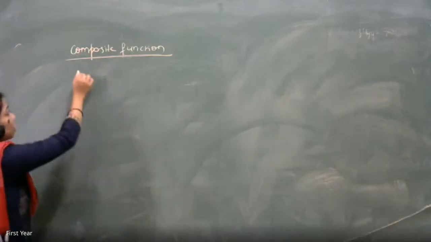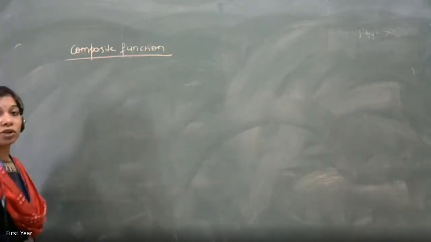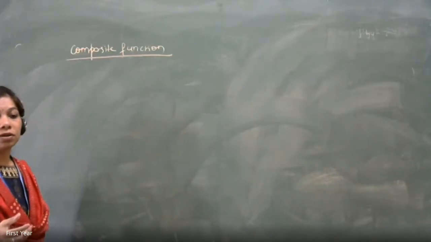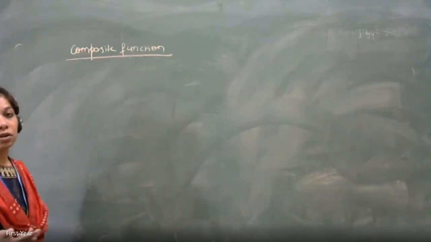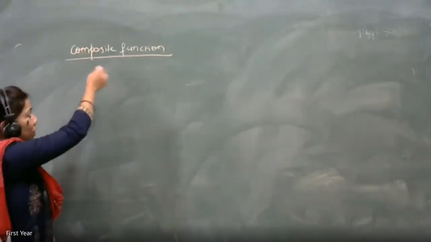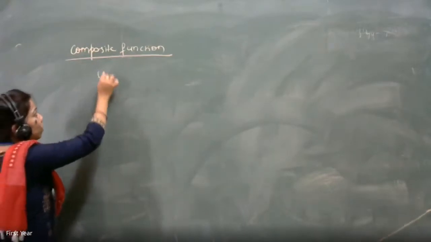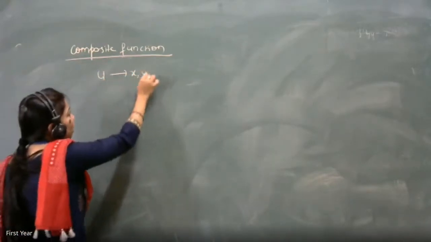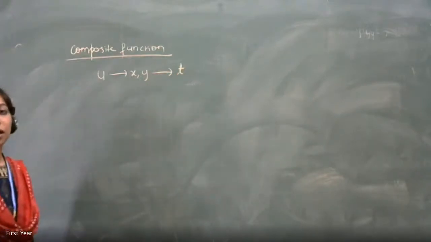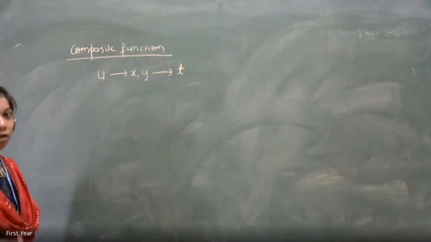Yes, composite function. What do you mean by composite function? It will be a function of a function. Composite means what's the literal meaning of composite? Composition. Addition or together function. One function inside another function. Yes, one function inside another function. So that only is the meaning of composite function in mathematics also. Suppose you have u, which is a function of x, y, and x, y is further a function of t. u is a function of x, y, and x, y is a function again depending on t.